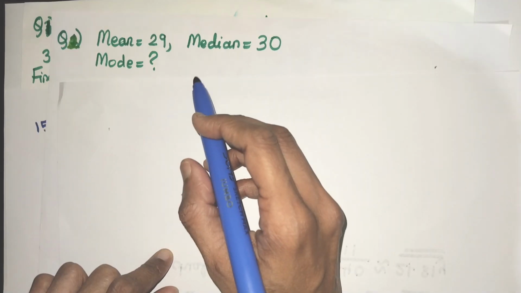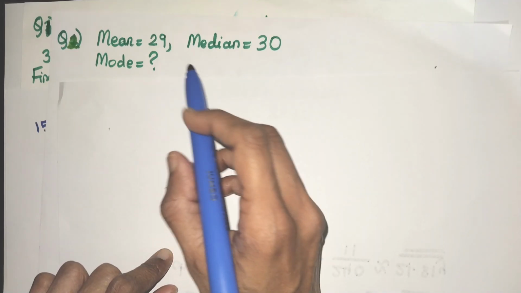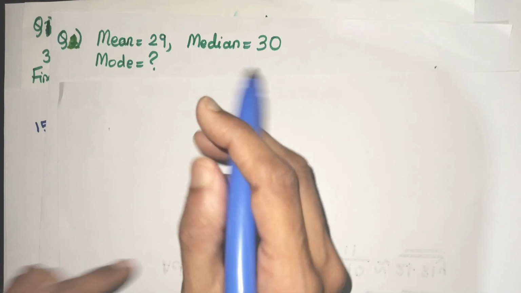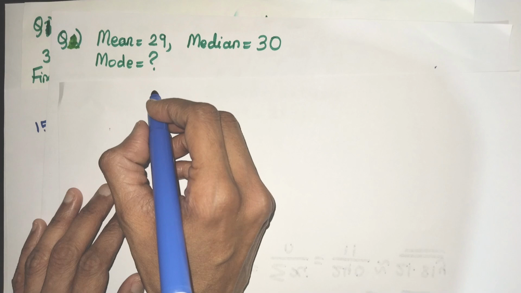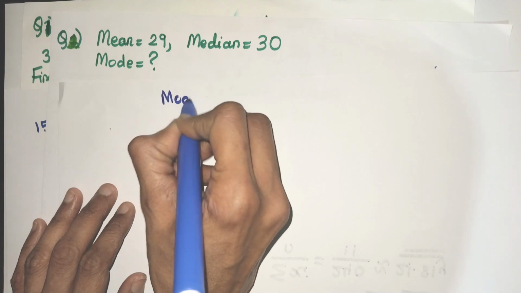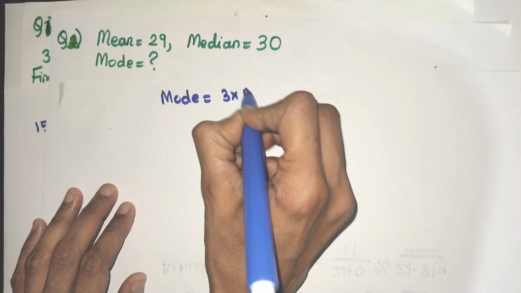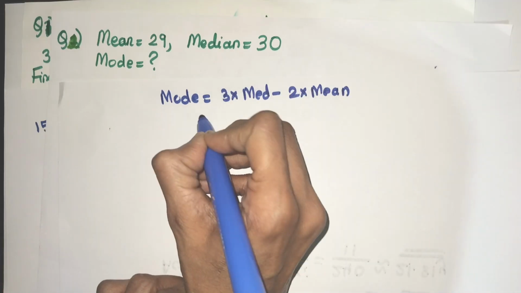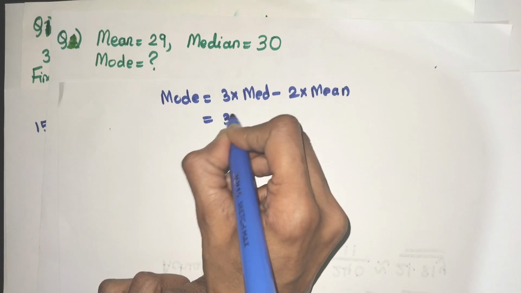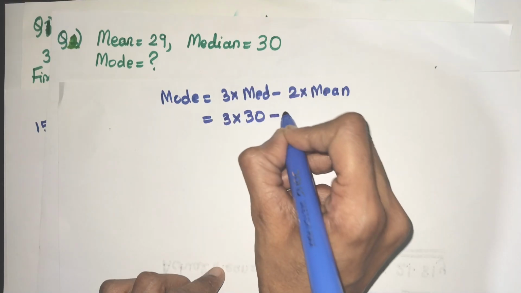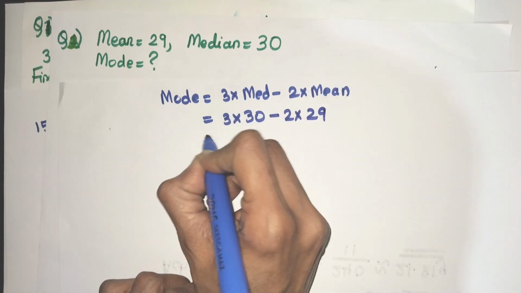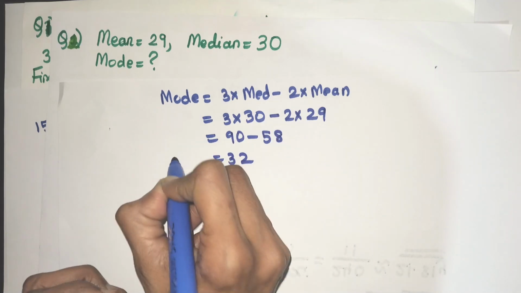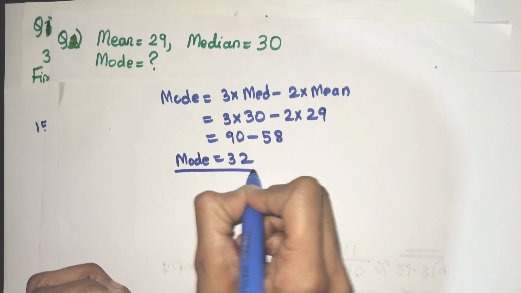So friends, let's take another example. Here the mean of the data is given as 29, median is 30. We have to find the mode. So we can directly use the empirical formula. What is it? Yes, mode is equal to 3 times the median minus 2 times the mean of the data. So mode we have to find: 3 times the median, which is 30, minus 2 times the mean. So this is going to be 90 minus 58, which is 32. So the mode of the data is going to be 32.